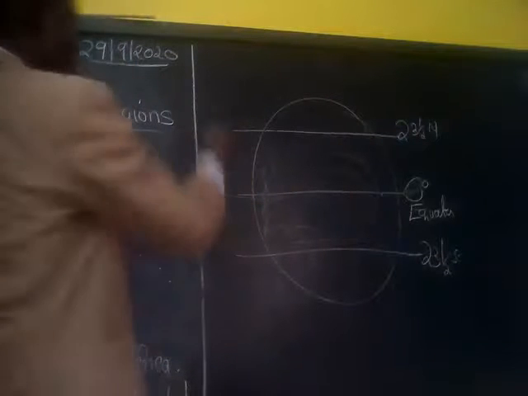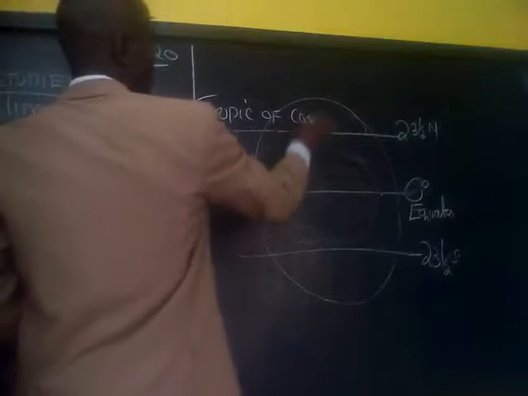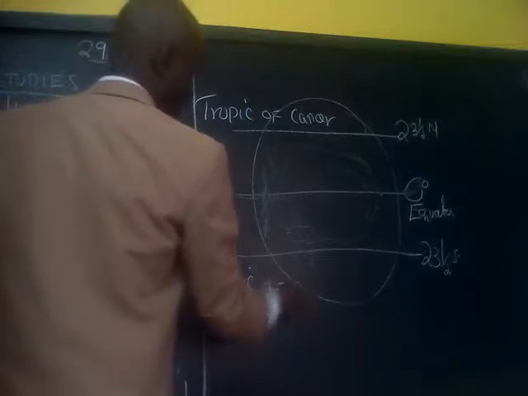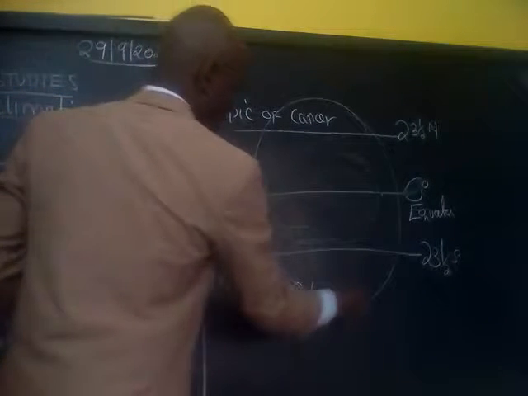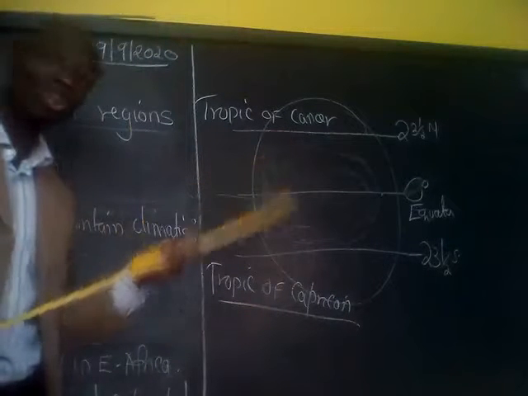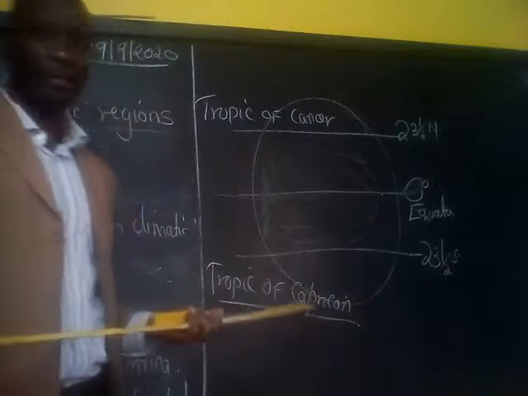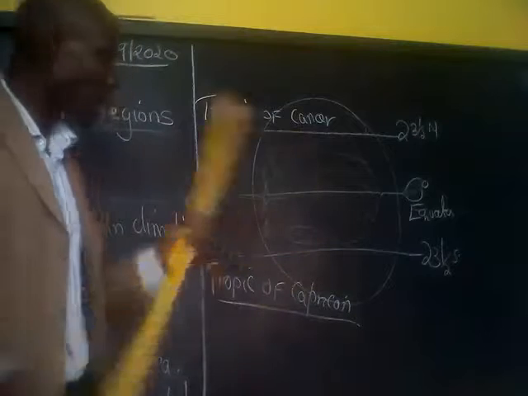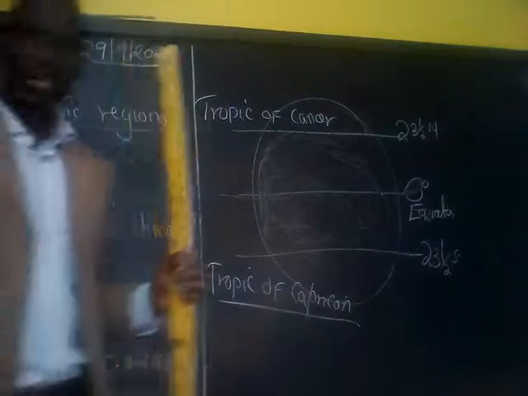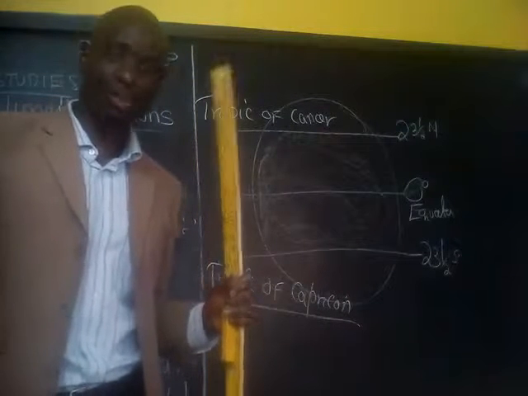Number two is that this part covers within 23.5 degrees north, which we call the Tropic of Cancer, and this is called the Tropic of Capricorn. Not tropical, it is Tropic of Cancer and Tropic of Capricorn. You realize that it covers where we find the Savannah climatic region, or tropical continental.